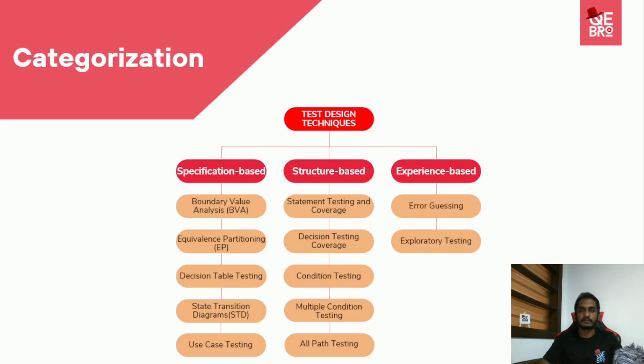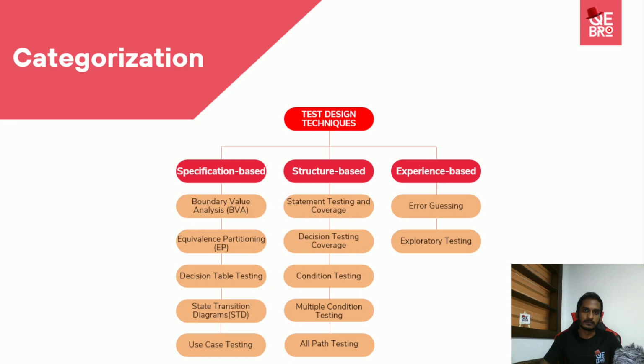So I created a small graph here. Three main categories: specification based, structure based, and the experience based. The specification based ones are the black box testing. If you can remember our video related to the testing types, there we discussed the difference between black box testing and white box testing.